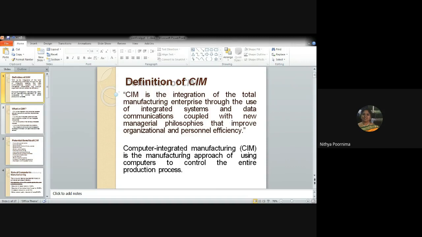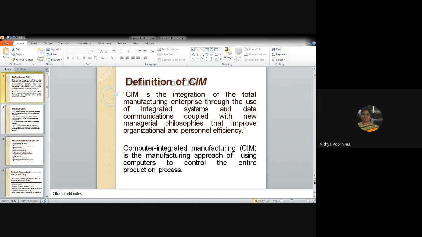The most commonly used definition for SIM is a manufacturing approach of using computers to control the entire production process. So we are using computers for integrating the manufacturing process. This is the understanding of SIM.